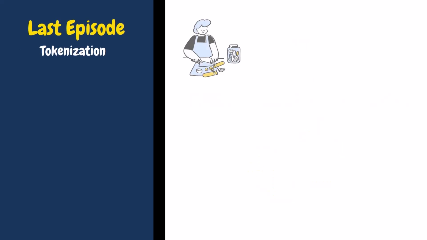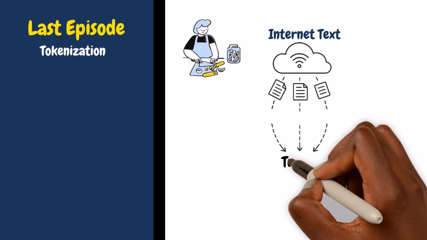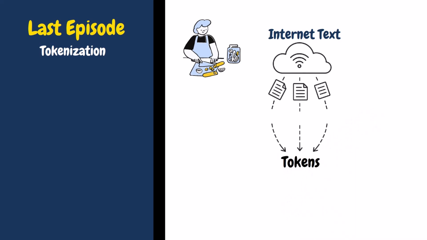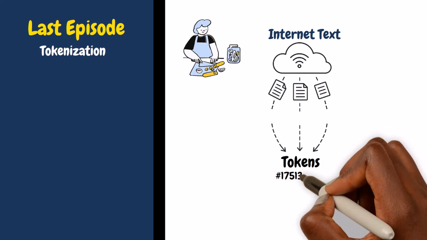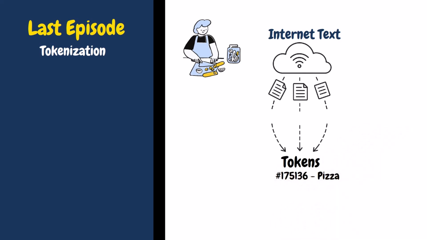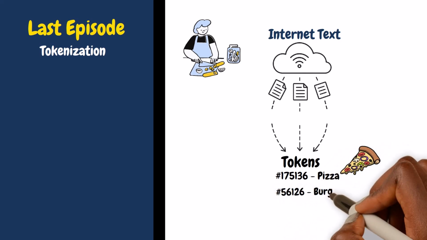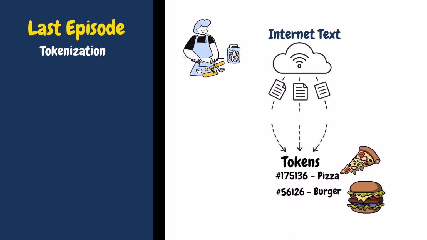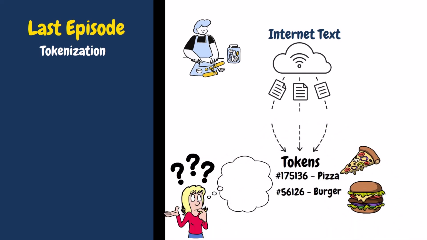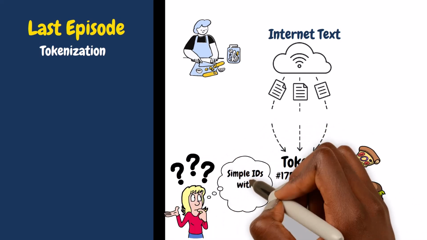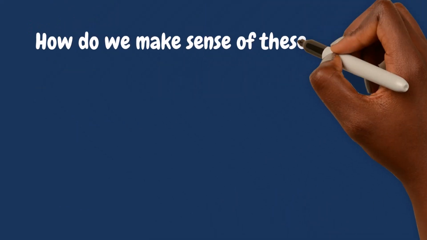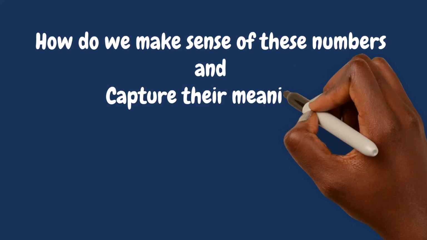Remember in our last episode how we chopped all that internet text into tiny pieces called tokens. After that, we got simple ID numbers like 175136 for pizza and 56126 for burger. But here's the big problem. These numbers are just simple IDs with no meaning. So, how do we make sense of these numbers and capture their meaning?